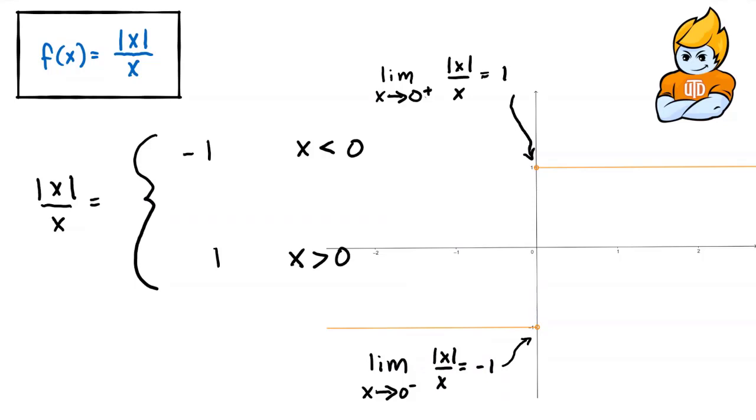As a quick note, our function is not defined at 0. We could define a slightly altered function where it's equal to some constant, say 0, when x equals 0. Now, this wouldn't change the one-sided limits. Limits don't care what the function does at 0, only how the function behaves around 0.